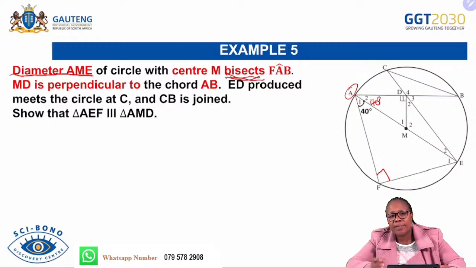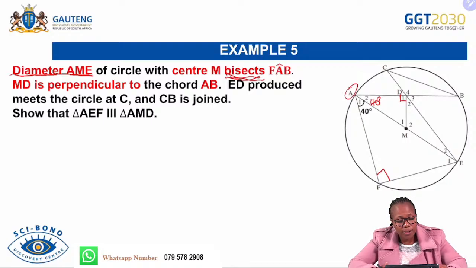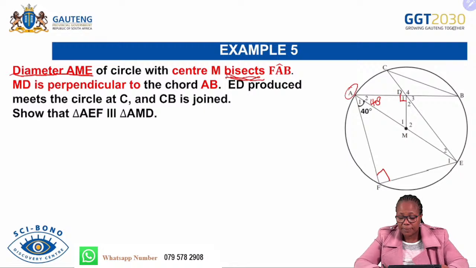Okay, I am busy plugging the given information into the diagram. All right. And then they say MD is perpendicular to the chord AB. That is indicated with a box of 90 degrees there, grade 12. I hope you can see that one. That D1 is 90 degrees. And then ED is produced to meet the circle at C. Okay, it's just the produced line to C.